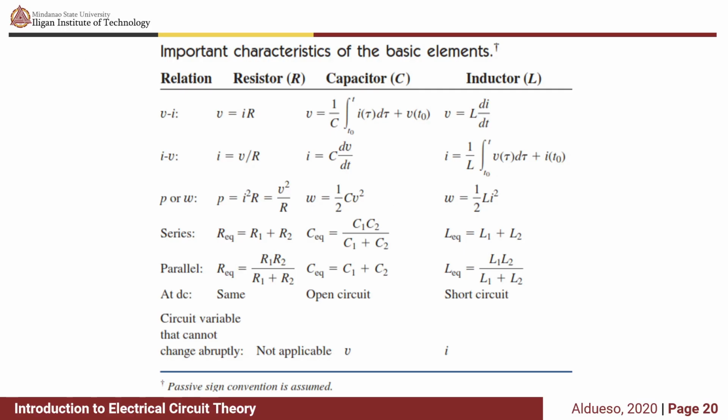This table shows the summary of the important characteristics of the basic elements. We have a resistor, capacitor, and then inductor.